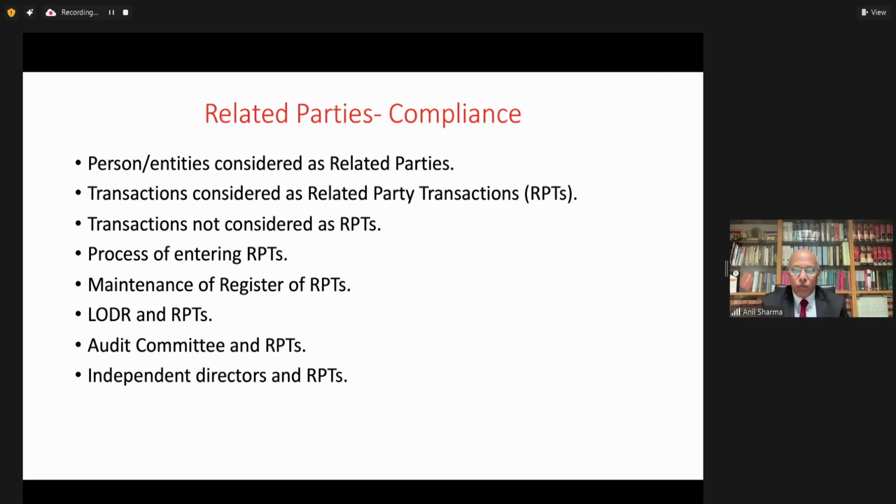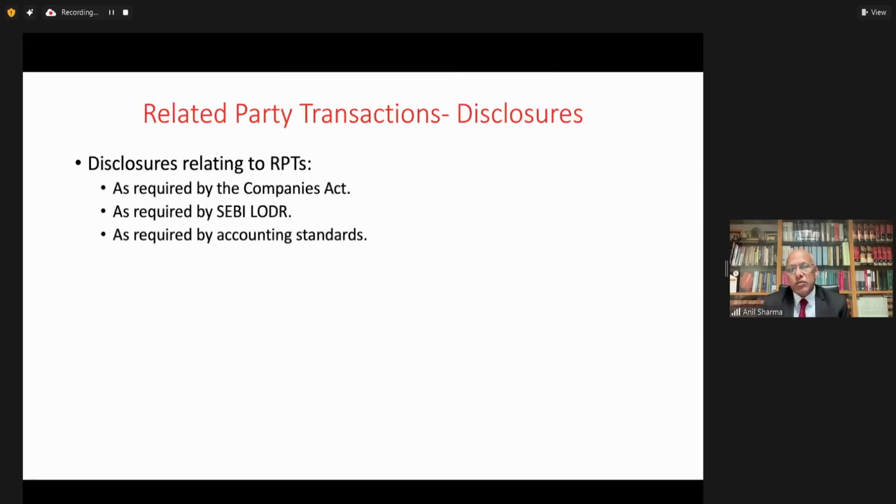So this is the one area which I'm going to cover, which is the compliance part. The second part is going to be the disclosure requirements. As I mentioned, these disclosure requirements will flow from three sides. One is the Companies Act. Another is the LODR, the SEBI regulations, which have also specified certain disclosures to be made. And of course, the accounting standards also require a very specific disclosure to be made.